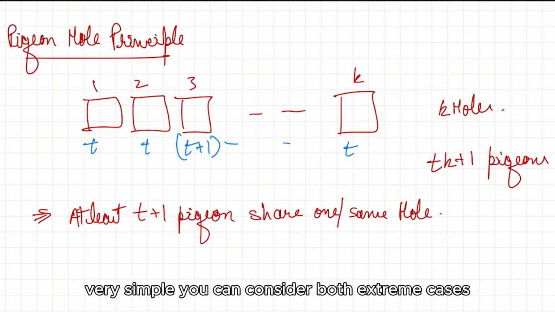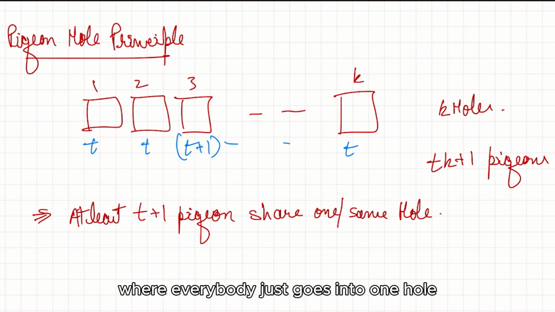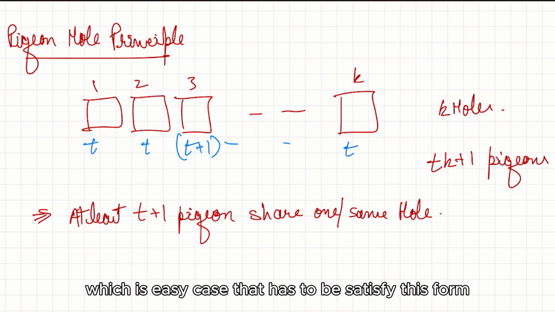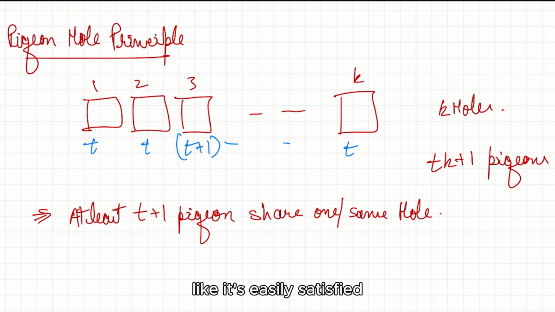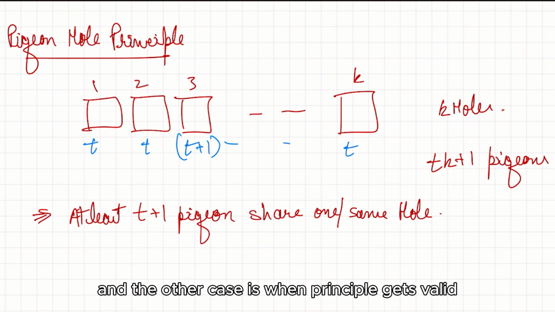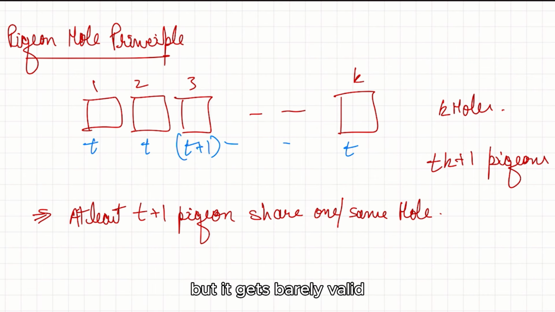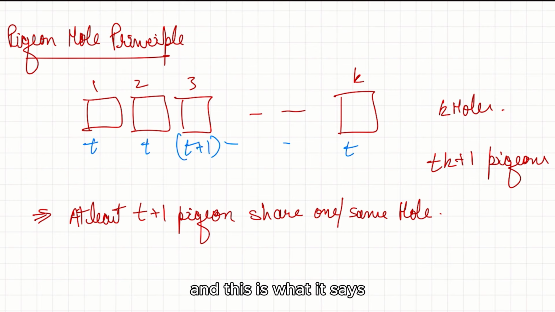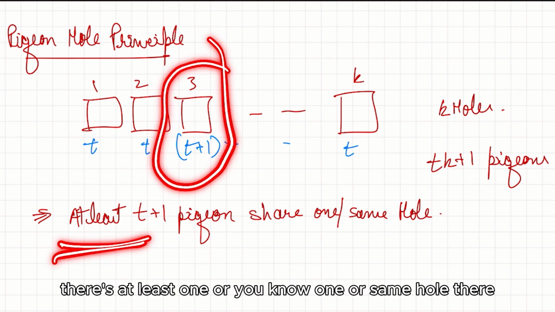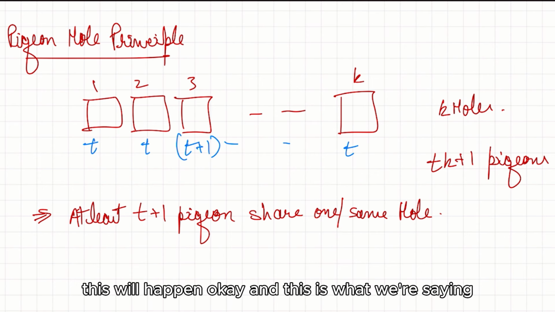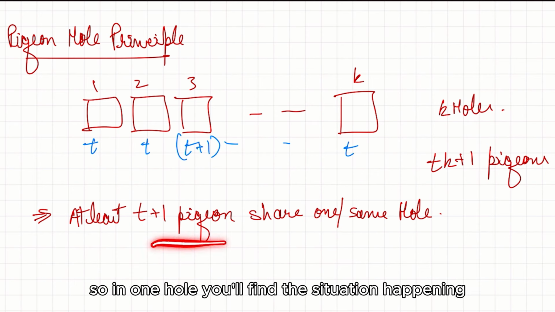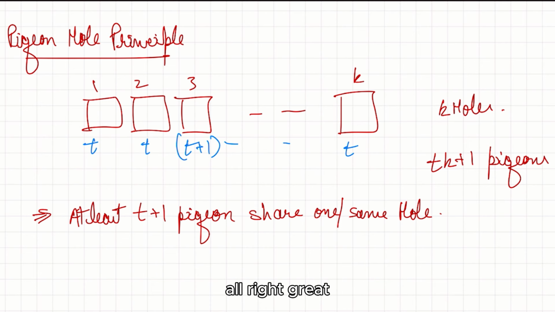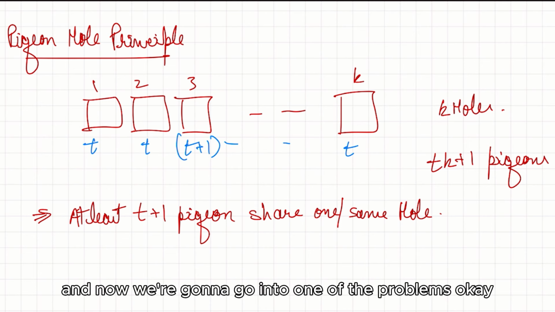Very simple. You can consider both extreme cases where everybody just goes into one hole, which is an easy case that has to be satisfied. This formula gets easily satisfied. And the other case is when the principle is valid, but it gets barely valid, I should say, because there's just one case, and this is what it says, there's at least one or the same hole where this will happen. Okay, and this is what we're saying. So in one hole, you'll find this situation happening. All right, great. So I hope you understood this, and now we're going to go into one of the problems.